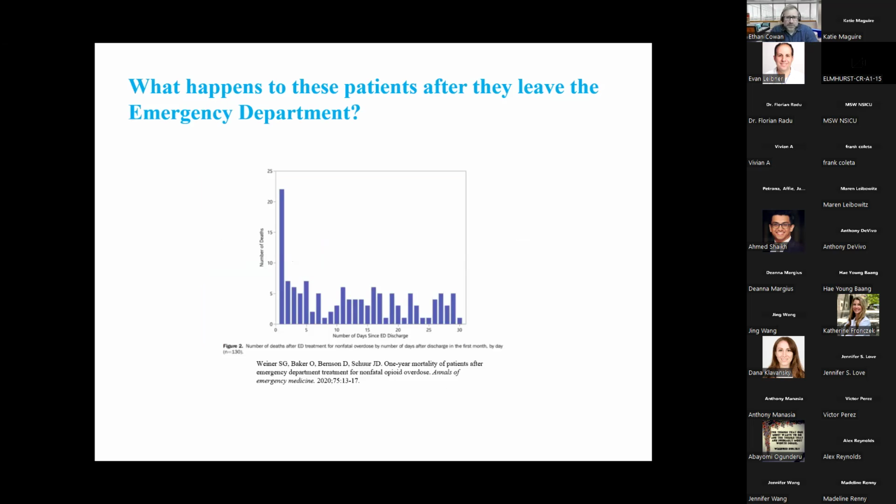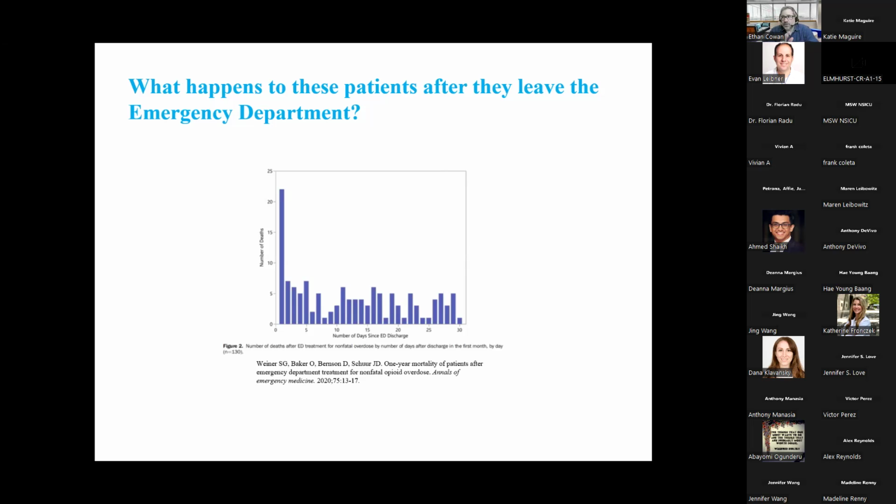So this is a pictorial from a really good paper by Scott Weiner's group out of Boston that looked at patients who were treated and released from emergency departments in Massachusetts after a non-fatal opioid overdose between 2011 and 2015. And the patients were then matched with death records to capture their 1-year all-cause mortality. And the findings really were not good. So this is the graphic from the paper that shows deaths in the first 30 days following ED discharge.